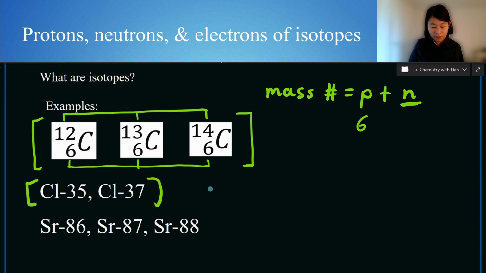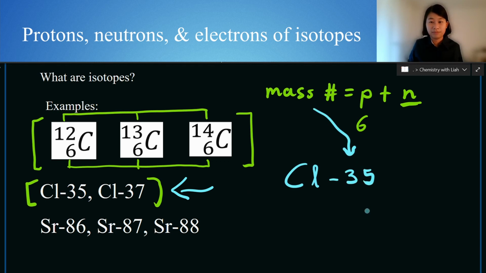Now below that, we have isotopes for chlorine. This is another format that you might see isotopes written in, with their element symbol, then a little dash, and then a number. The number that is after the dash is the mass number. I'll just write it larger here. And this is going to be the mass number.